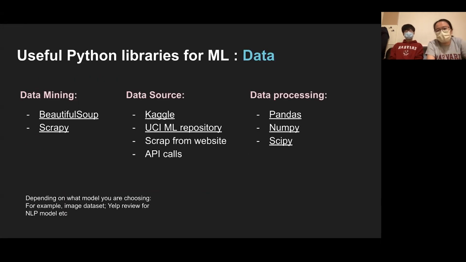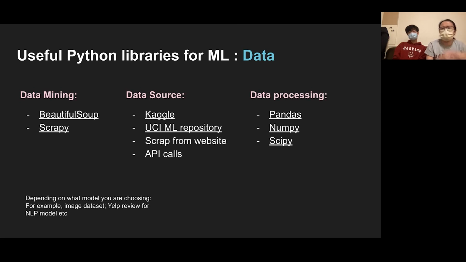So next, I will talk about the useful Python libraries that we normally use for machine learning. The first one we will go into is data. How do we get data, right? In terms of mining data from online, we can go for Beautiful Soup, which is a scraping library that someone wrote. It's all linked, so you guys can press in. The slides are available on the CS50 website. And also Scrapy, which is one of the very good scraping libraries.